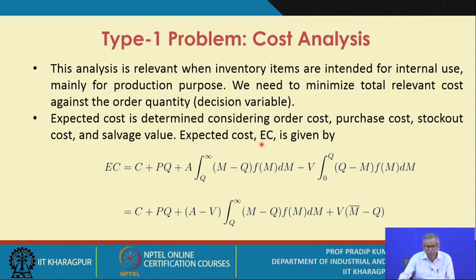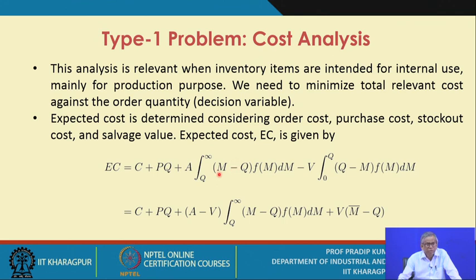So, what will be the expected cost expression, that is given as EC. So, this is given by C plus PQ. So, C is the ordering cost, and in PQ, Q is the ordering quantity and P is the purchase price. So, P into Q will be the total purchase cost, and capital A is the per unit stock out cost, multiplied by the integral of M minus Q, f(M) dM.